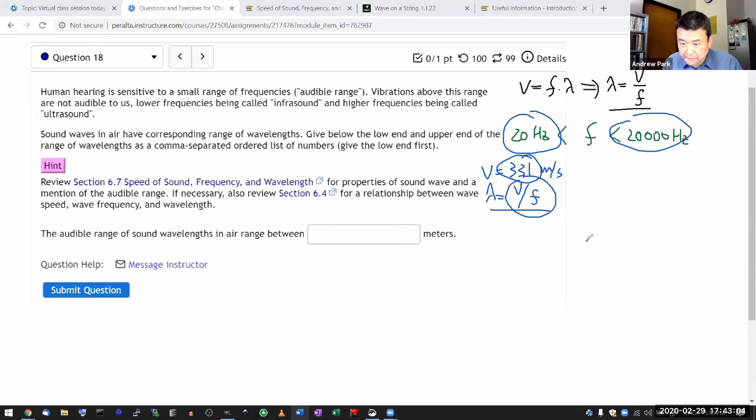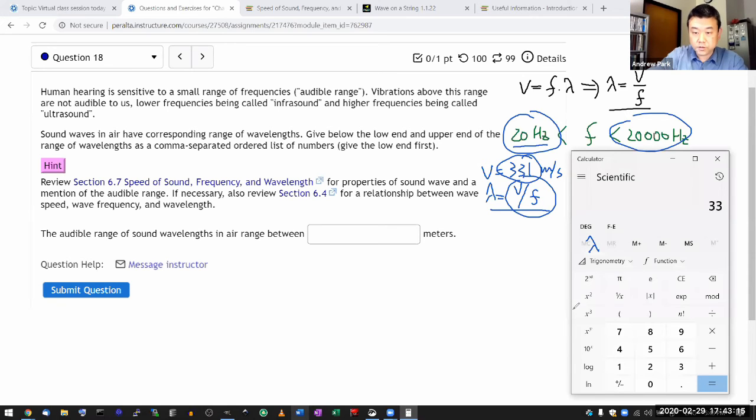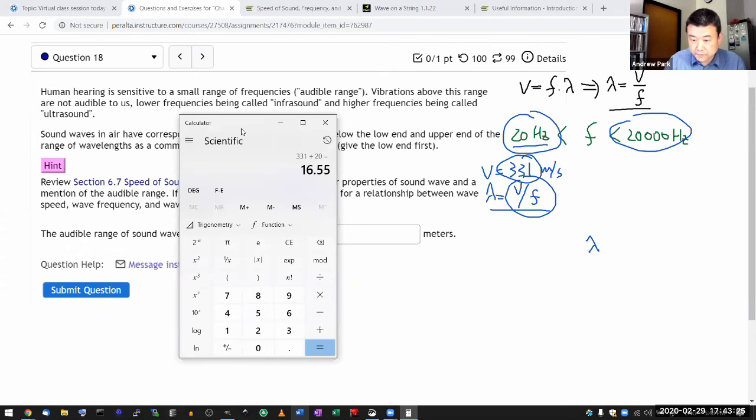So let me write this down, lambda, and let me do the lower number first, 20 hertz. So bring up calculator. I have the wave speed, 331, divided by the frequency, 20. So that's gonna be equal to 16.55 meters, I think, yeah. And let me do the higher end number. So that would be the same speed, 331, divided by 20 kilohertz. And that is 0.01655.